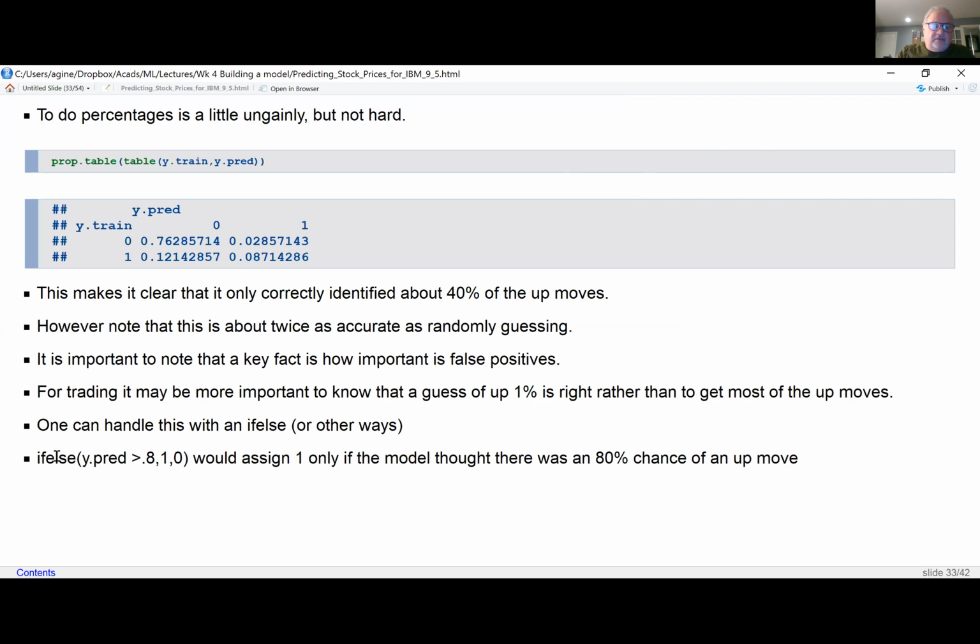So in this last line, I just say you could use the if-else. If you use if-else, y dot prediction greater than 0.8, 1, 0, this would assign 1 only to those times that the model thought there was at least an 80% chance to move.